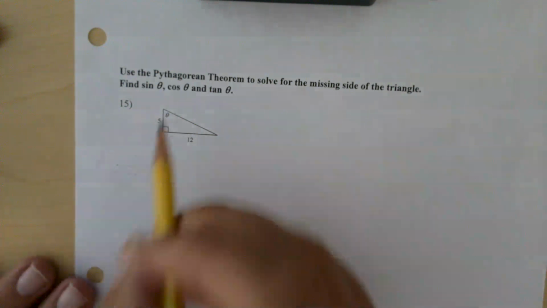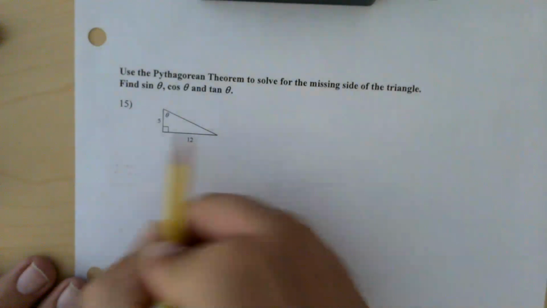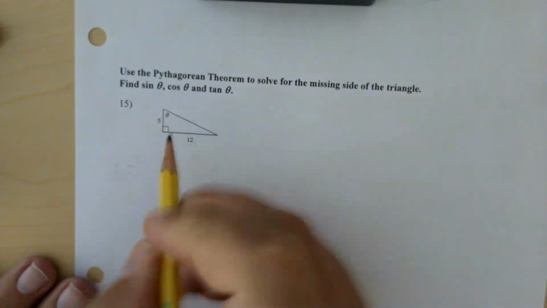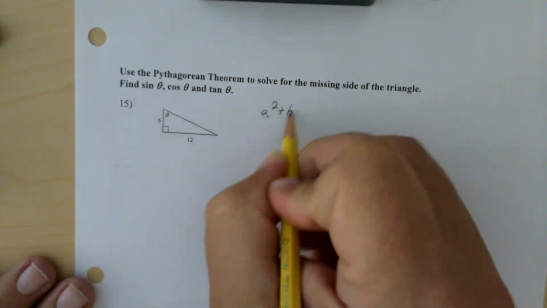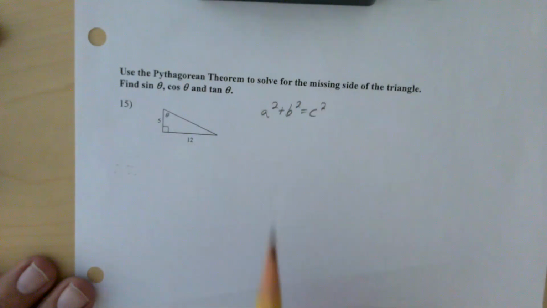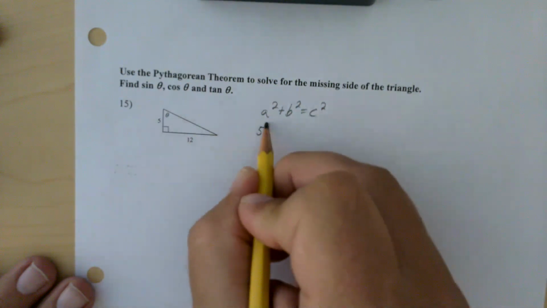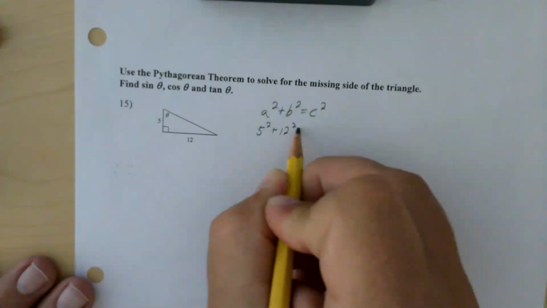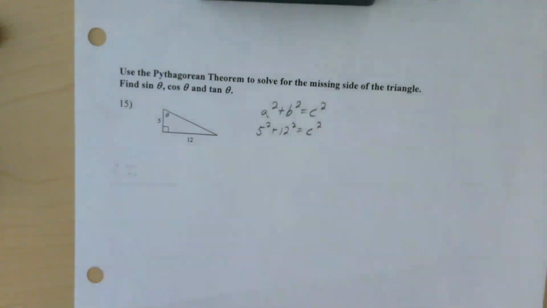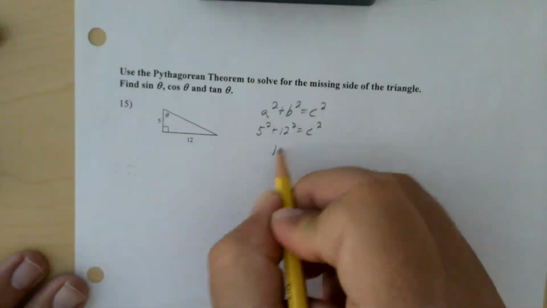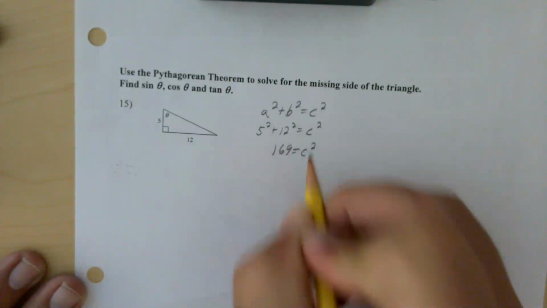The Pythagorean theorem is the two shorter sides of your triangle, that's your A and B, A squared plus B squared equals C squared. So in this case, I'm going to find out that 5 squared plus 12 squared equals C squared. So I'm going to take my calculator. I know 5 squared is 25, and I'm going to add 12 squared, which is plus 144. You're going to get 169. And that's what c squared is.